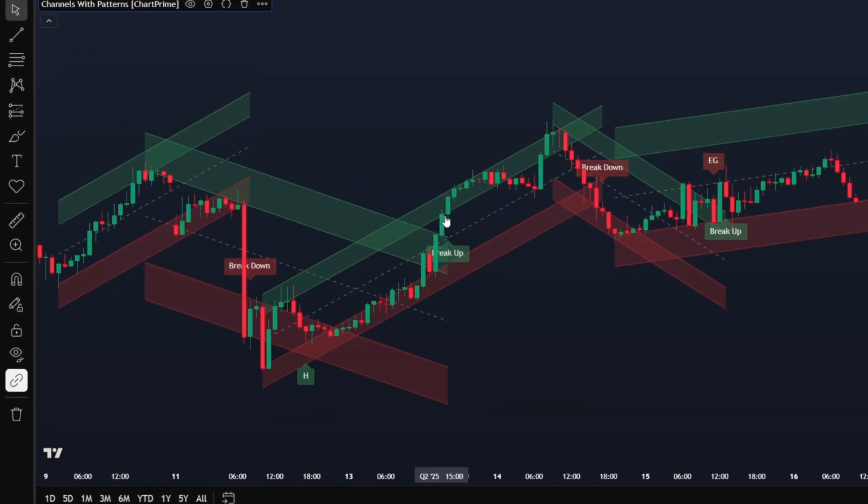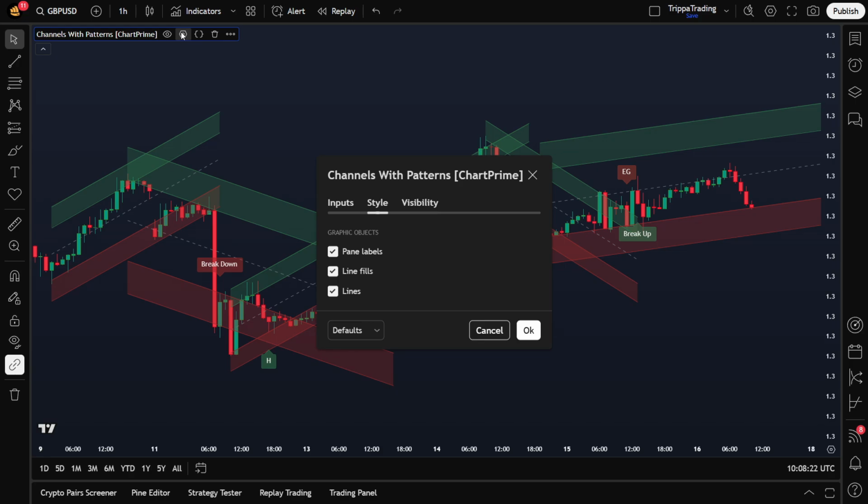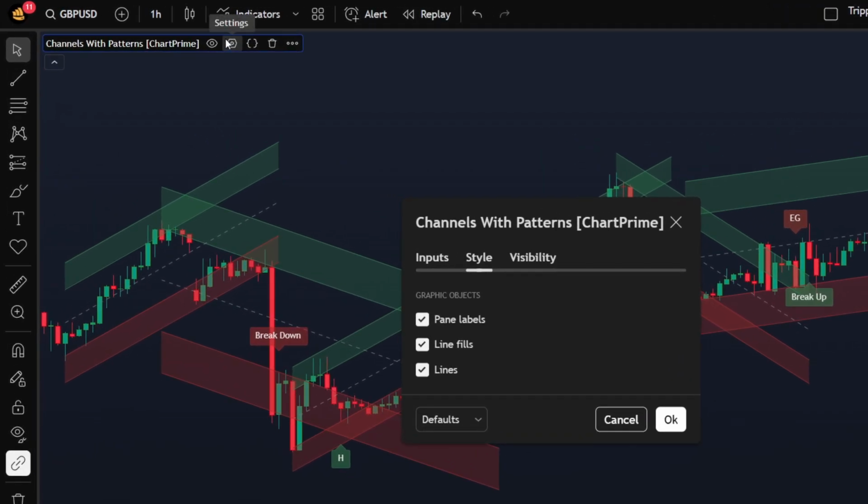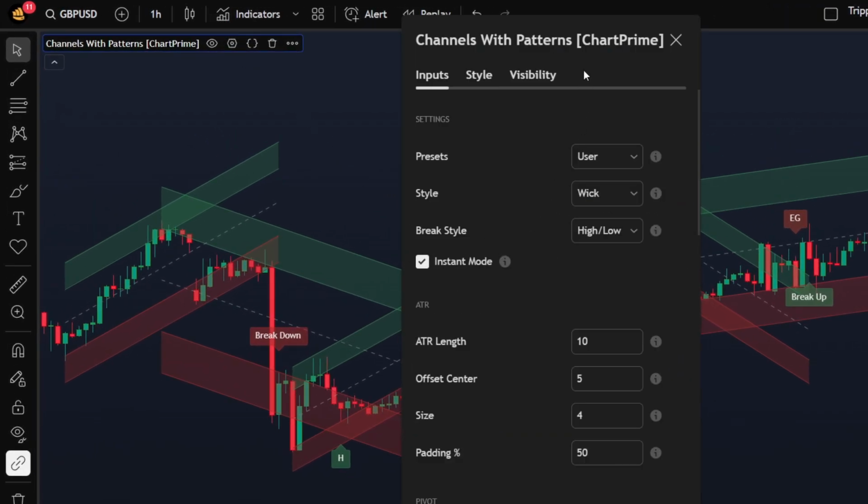Now let's quickly go through the settings. To access the settings, you can click on the gear icon next to the indicator name to access the inputs.